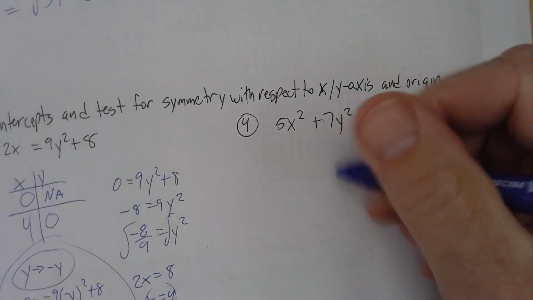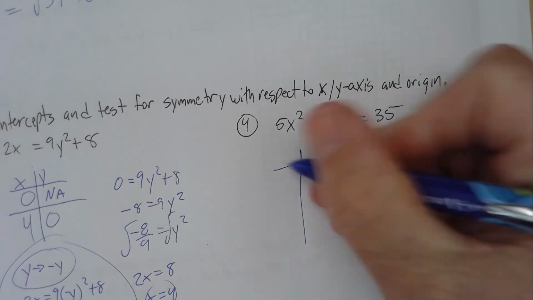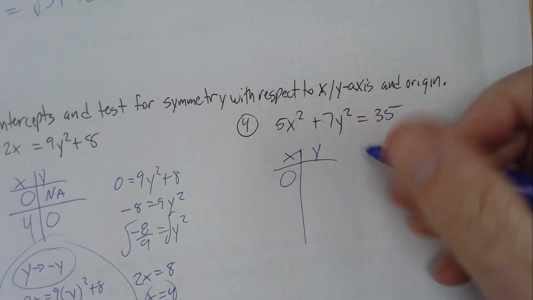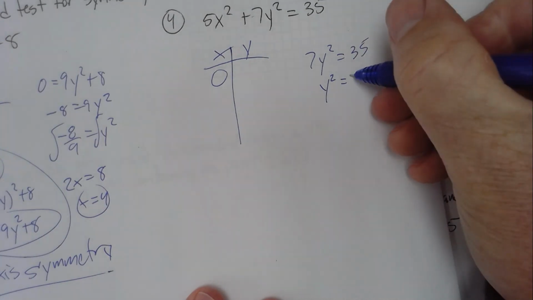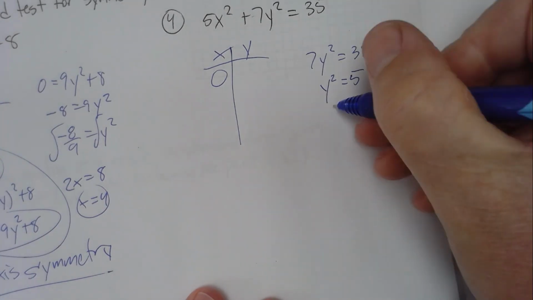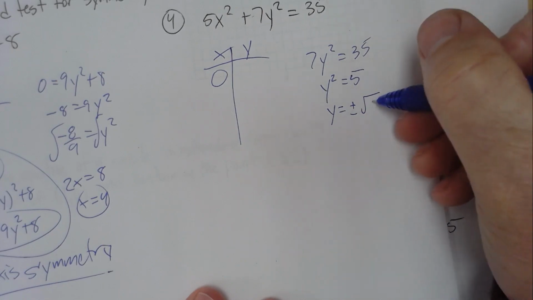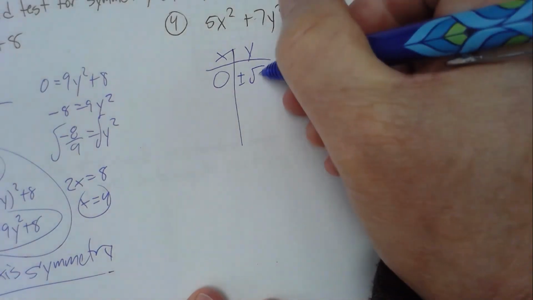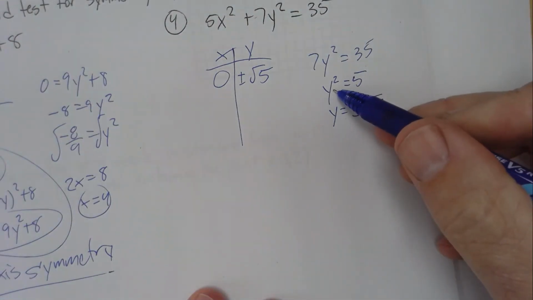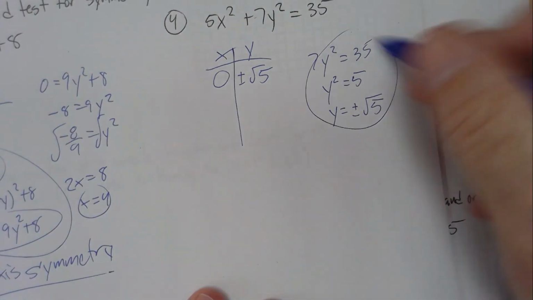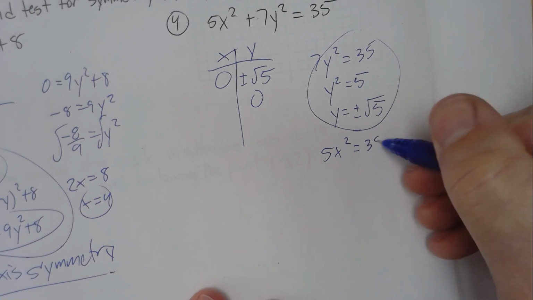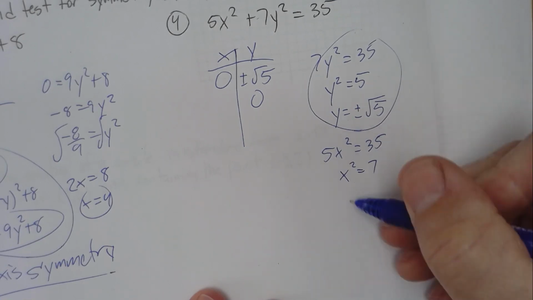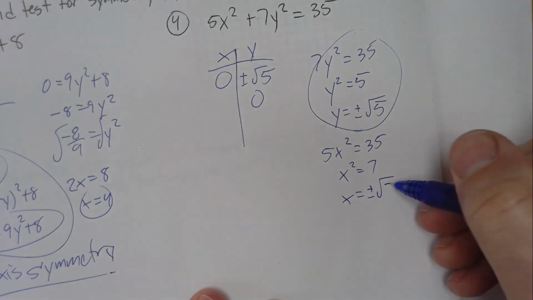All right, this one here. We're going to put 0 in for x. That goes away. It's going to leave 7y squared is equal to 35. Divide by 7, and you get 5. So y is equal to plus or minus the square root of 5, because you take the square root of each side to get y by itself. Now we're going to put 0 in for y, and that's going to give 5x squared is equal to 35. Divide by 5, x squared is equal to 7. X is equal to plus or minus the square root of 7.